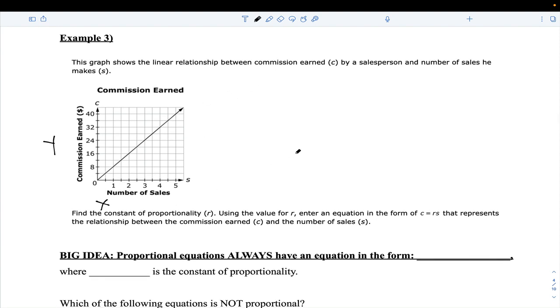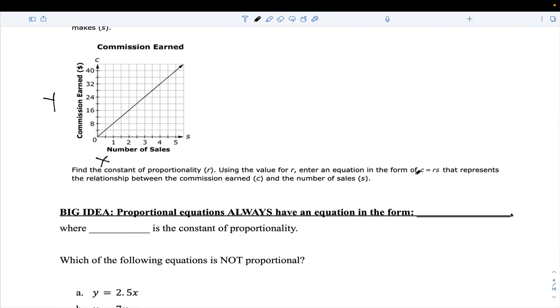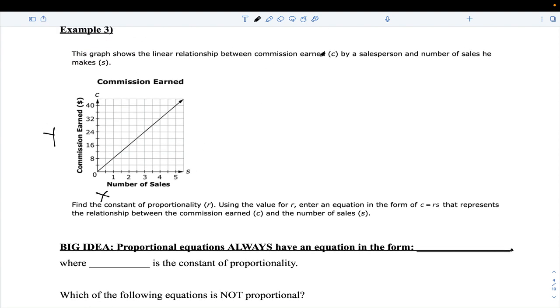Find the constant of proportionality R. Using the R, enter the equation C equals RS that represents the relationship between the commission earned and the number of sales S. For this problem, there's another change to it. What is the difference? Looking at specifically these 2 points. Talk to your partner for 10 seconds. What's different about it?